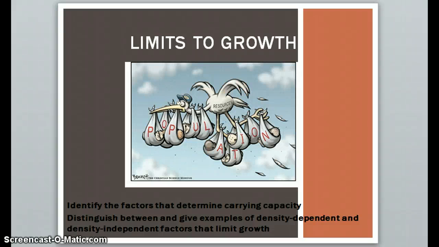This stork looks exhausted. It's carrying 10 babies and looks like it's about to fall from the sky. Just like the stork that's having a hard time carrying all the babies, ecosystems have a hard time supporting large populations, simply because they don't have enough resources.